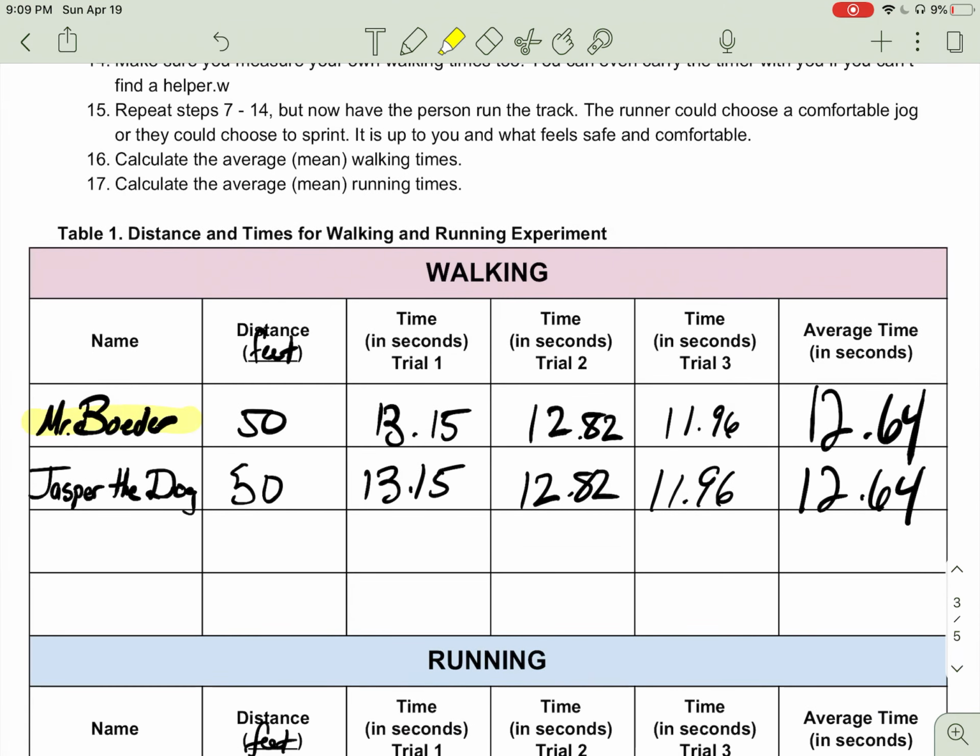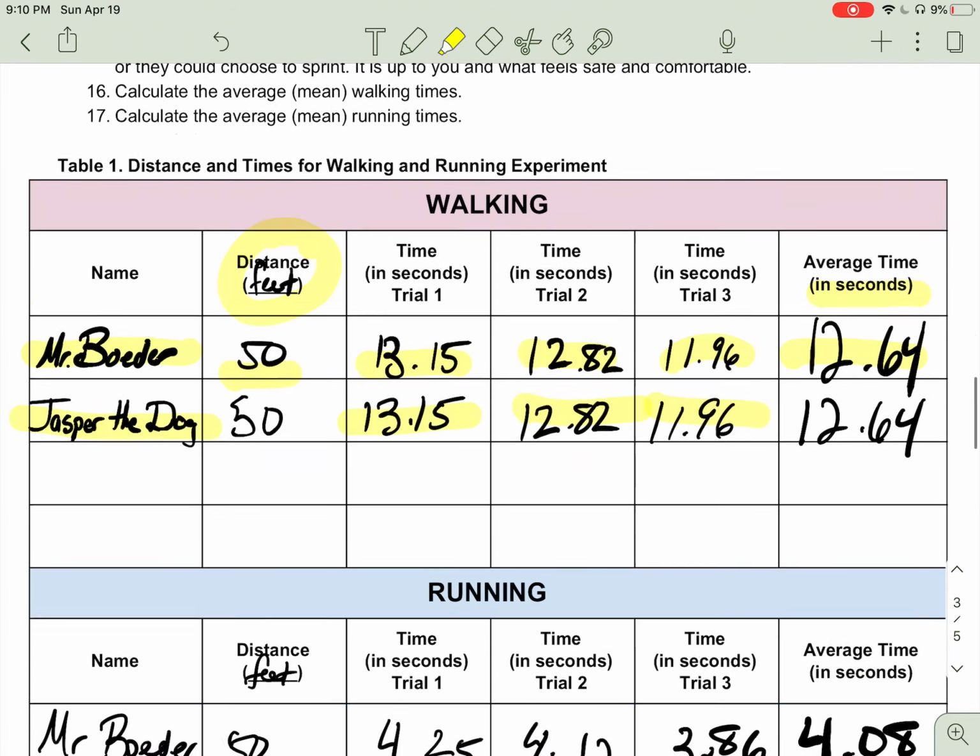It was myself and then Jasper the dog. We both walked. We got the exact same time because the only way I could get him to walk was to have him walk right with me each time. And so we had an average walking time of 12.64 seconds. We were going 50 feet.